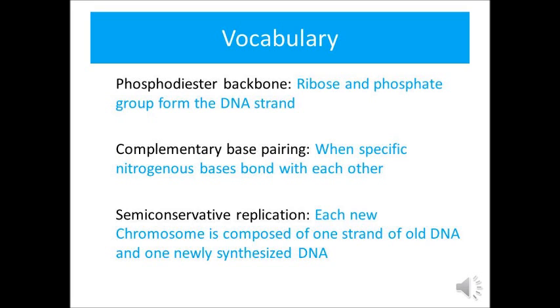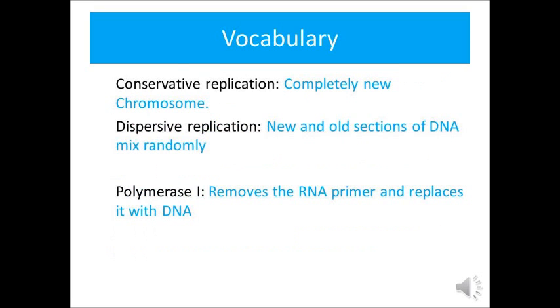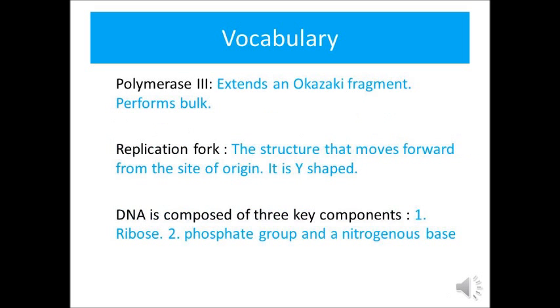Polymerase 1 is going to remove the RNA primer and replace it with DNA. Polymerase 3 is going to extend an Okazaki fragment, and it performs the bulk of the work. A replication fork is the structure that moves forward from the site of origin. It's that Y shape, basically where everything happens. And then DNA is composed of 3 key components: ribose, a phosphate group, and a nitrogenous base. I accidentally put that twice.